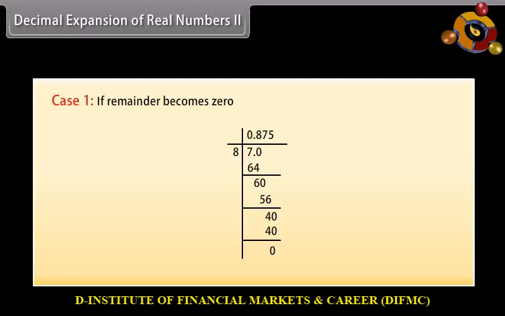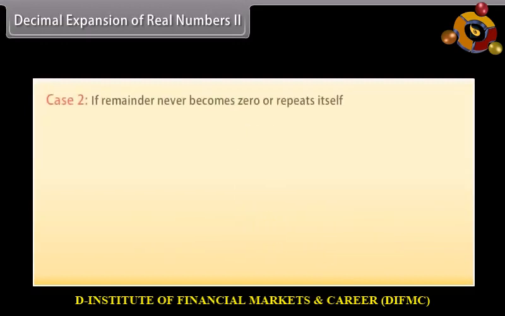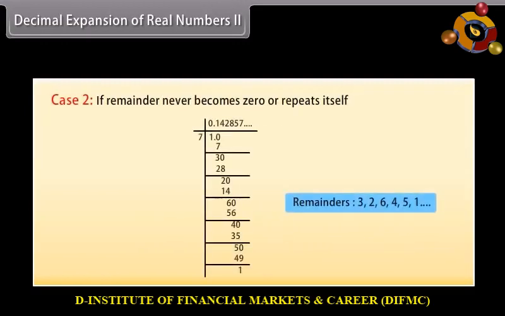The decimal expansion of such numbers is terminating. Case 2 is, if the remainder never becomes 0 but repeats itself, then the decimal expansion of such numbers is non-terminating recurring.